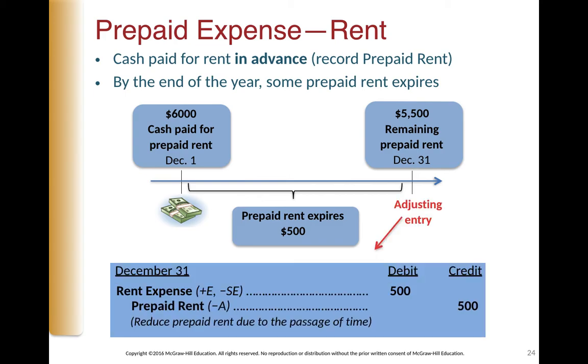Here's what the entry looks like. Debit to rent expense, credit to prepaid rent. In Chapter 2, we booked the original entry as a debit to prepaid rent of $6,000 and a credit to cash of $6,000. So with this adjusting entry, cash is not touched at all. We've already paid the cash. We're not worried about the cash anymore. We're just focused on recording the expense that was used.